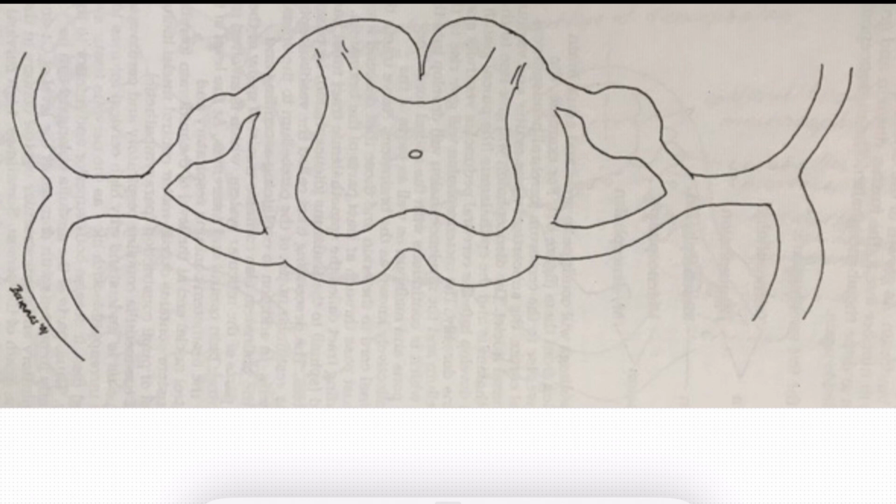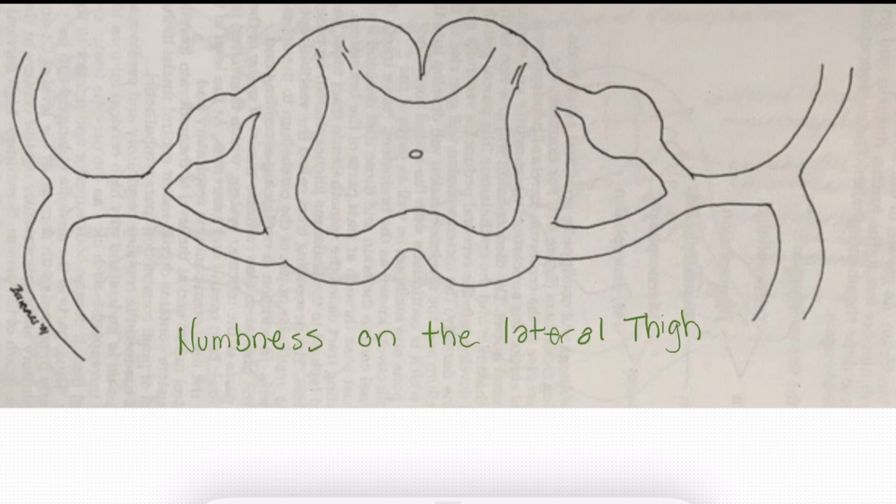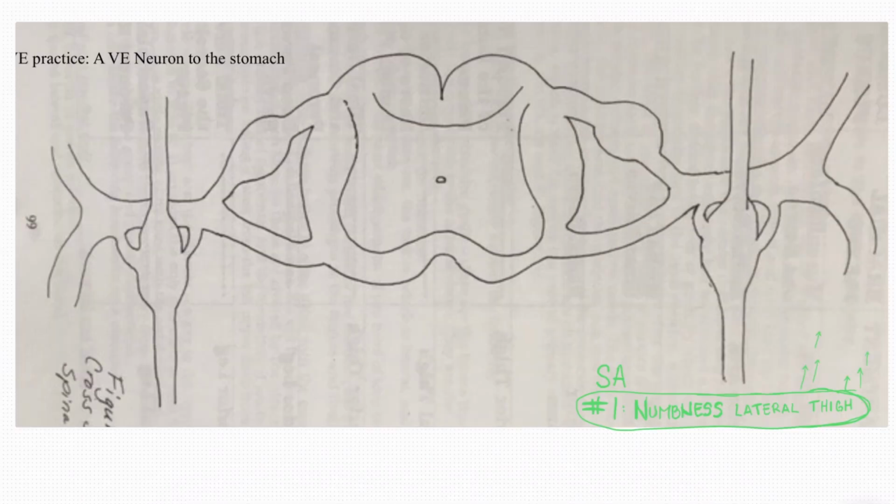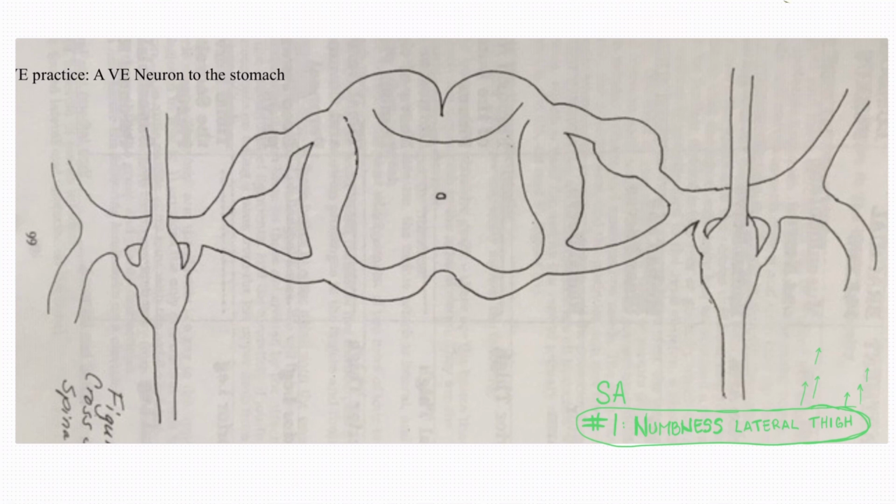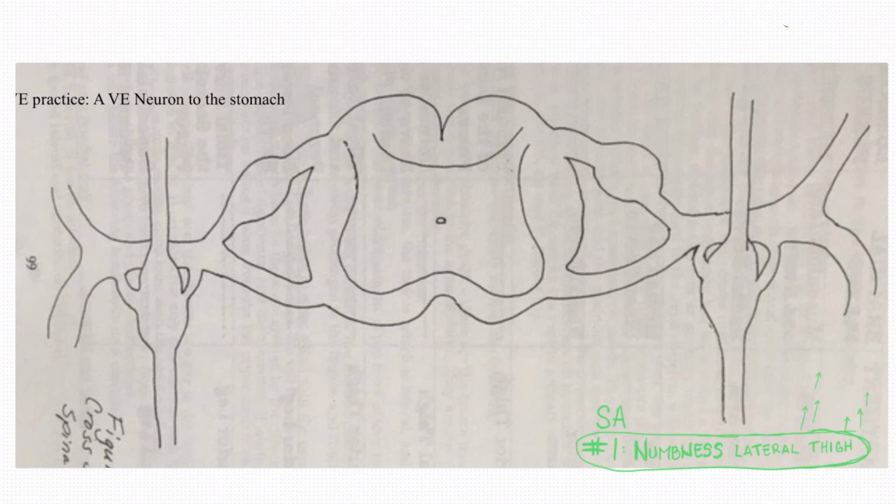Okay, let's go with this one. Numbness on the lateral side. Modality. What's the modality? That's right. SA, sensory afferent. Why? Because it's a feeling message. What do we ask next? What's the cell type? What type of cell do we use for SA? That's right. SA uses a unipolar neuron. One single process that splits into 2 branches. Good. Cell body location. That's right. A unipolar cell body lives right here in the dorsal root ganglion.